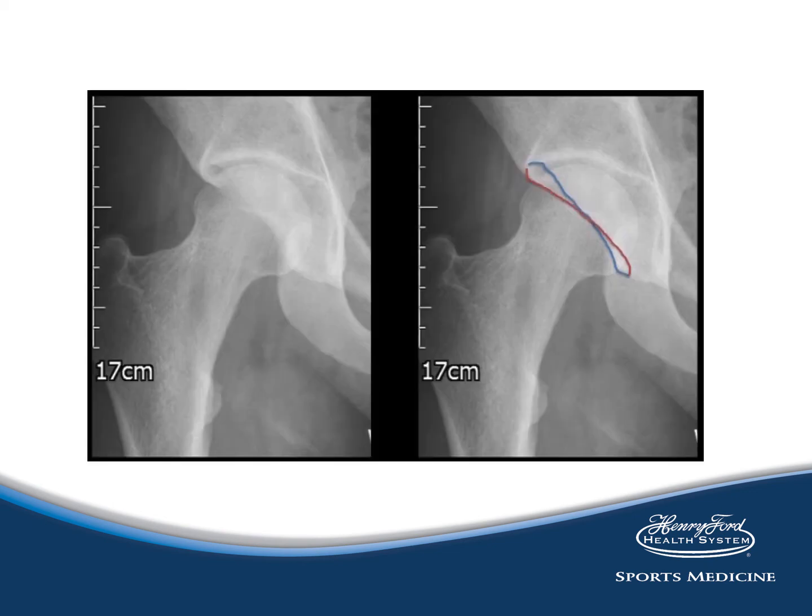Here's an example of what a crossover sign looks like, and you're looking at the posterior wall of the acetabulum marked out in blue. The anterior wall is marked out in red, and the superior aspect of the anterior acetabulum crosses over the posterior wall on the lateral side, and this constitutes a positive crossover sign.